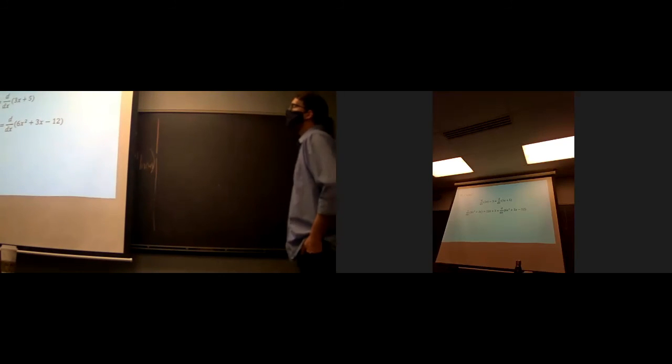Now let's consider 2 more functions. 3x plus 5 and 6x squared plus 3x. Their derivatives come out to be 3 and 12x plus 3. But that means 2 different functions have the same derivative of 3, and 2 different functions have the same derivative of 12x plus 3. So how can we undo the derivative? What does this tell us about undoing the derivative?